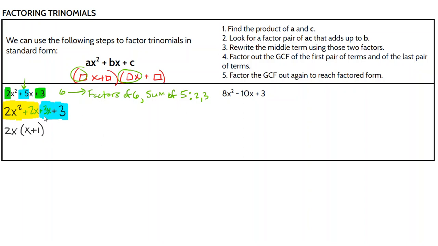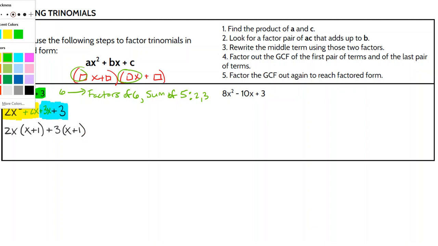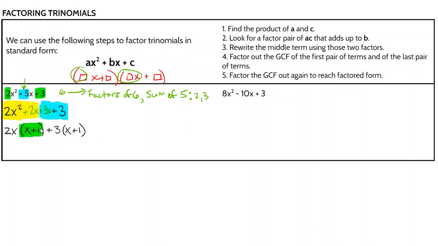Then we keep going. Here we had a plus sign, so we're going to put a plus sign here. The GCF between 3x and 3 is just 3. To get back to 3x, we have to use x. To get back to 3, we have to use 1. I'll know that I have done this correctly when I now have these factors that match. So now, between the two terms that we have here, that x plus 1 in green is a common factor.